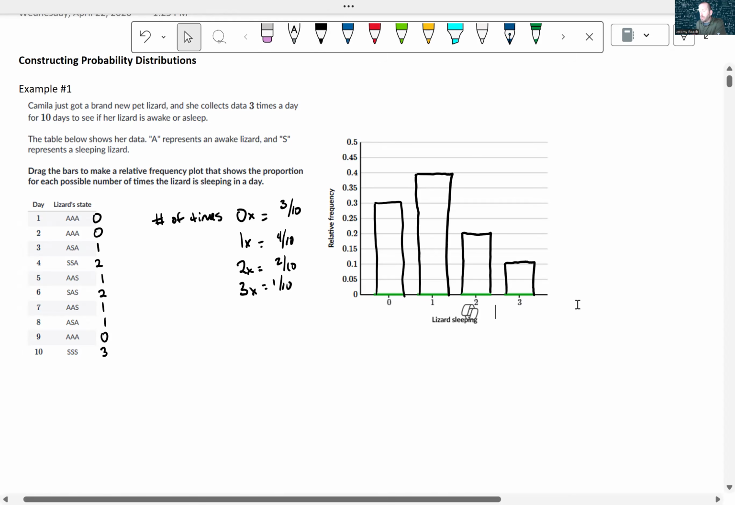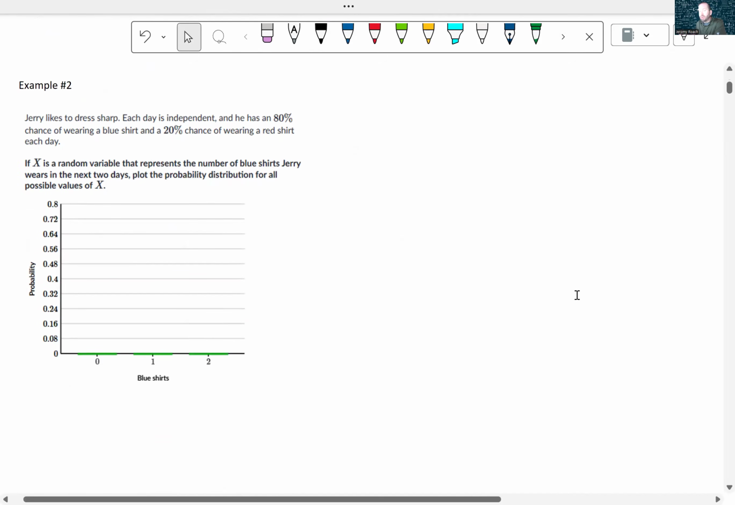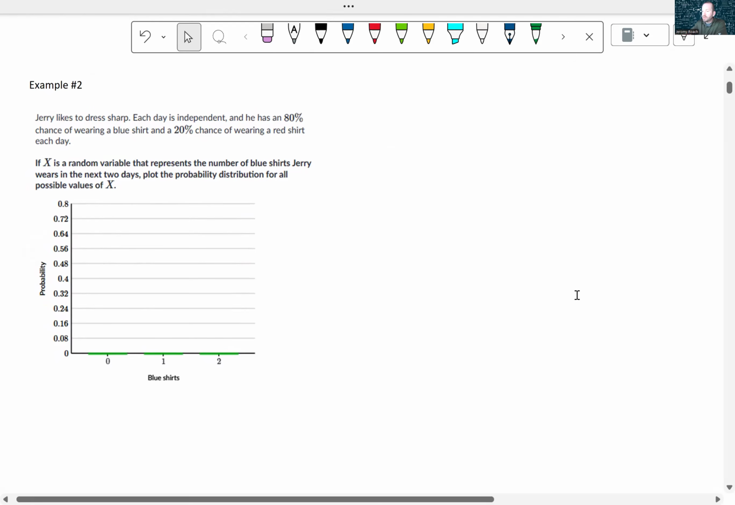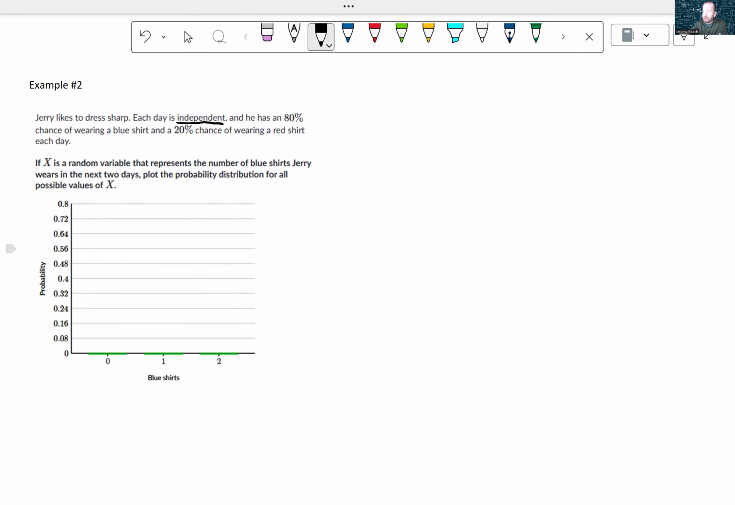Okay, let's look at one more though. This next one's a little bit more complex, I think. It says Jerry likes to dress sharp. Each day is independent. And that's important for these problems, saying that when we're talking about probability and independence. It's a keyword that you should look for in probability problems. And we'll talk about that in more detail in some later lessons. But for now, it says each day is independent, and he has an 80% chance of wearing a blue shirt and a 20% chance of wearing a red shirt.